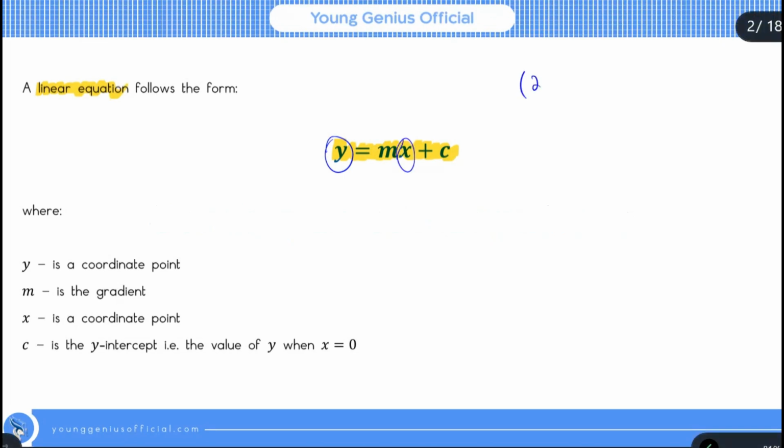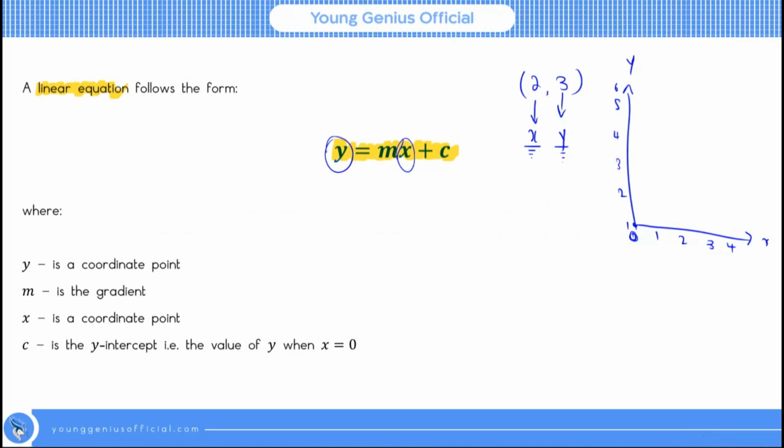So let's say we have the point (2, 3). 2 would be the x coordinate, 3 would be the y coordinate, and we could go through this a bit more when we get to coordinate geometry. When plotting a graph, this is the y-axis, this is the x-axis, and this is 0, the point here. If we're supposed to plot the point (2, 3), it would be 2 on the x, so you'd find 2, and 3 on the y, so it would be about right here. This point represents 2 and 3. So the value of y would be 3, the value of x would be 2.